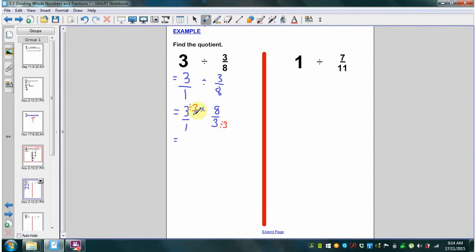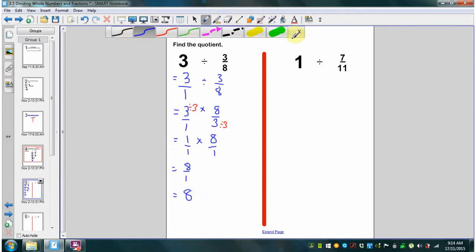And then 3 divided by 3 is 1. We keep our 1 on the bottom, and the 8 stays on the top. 3 divided by 3 is 1. We multiply through. 1 times 8 is 8. Bottom by bottom, 1 times 1 is 1. That can be simplified and simply written as 8. Okay, so that's the correct answer there.